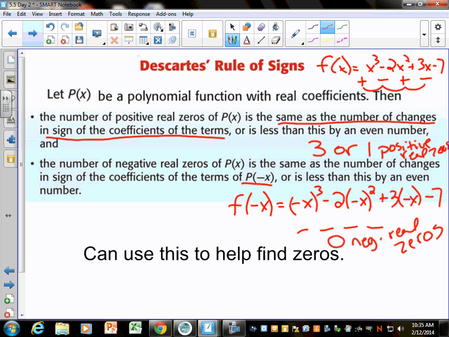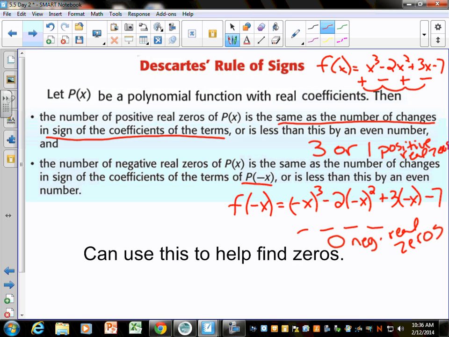Like if you know that, you can be like, oh, I don't need to check any negative numbers, I just need to check positive. There is a question on your unit test over Descartes' rule of signs, so we need to be practicing it so that we can get that question right on our unit test. Okay? I'm going to do it today as we do the other stuff.